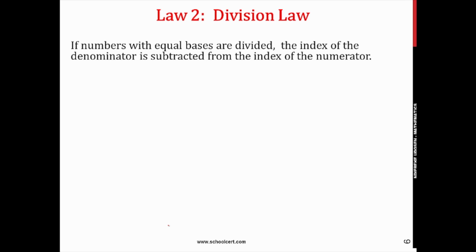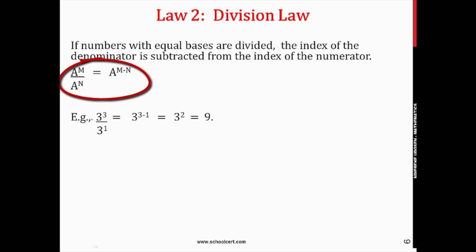The division law, this is another law of indices. It says that if numbers with equal bases are divided, the index of the denominator is subtracted from the index of the numerator. So if we have a raised to power m divided by a raised to power n, we simply have a to the power of m minus n. This is an example. 3 raised to power 3 divided by 3 raised to power 1 equals 3 to the power of 3 minus 1, then 3 minus 1 is 2, so 3 raised to power 2, and you know that 3 raised to power 2 means 3 times 3, which is equal to 9.